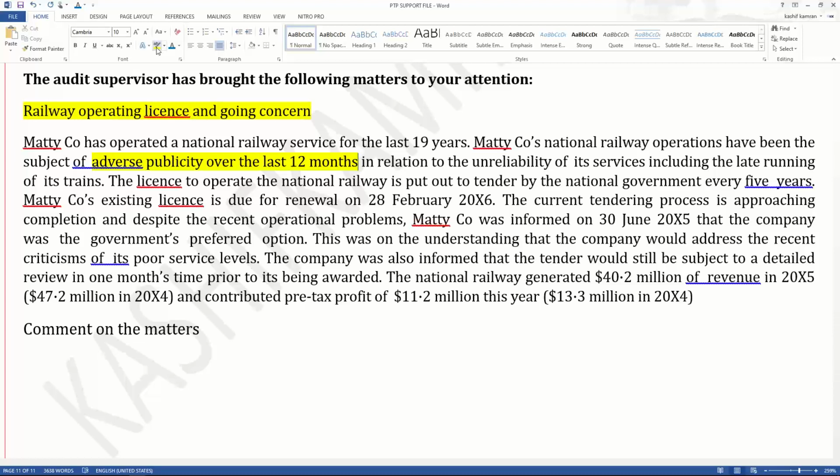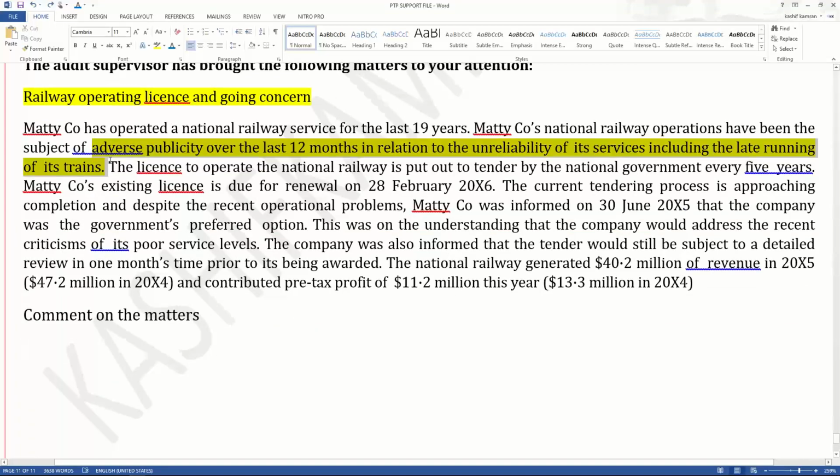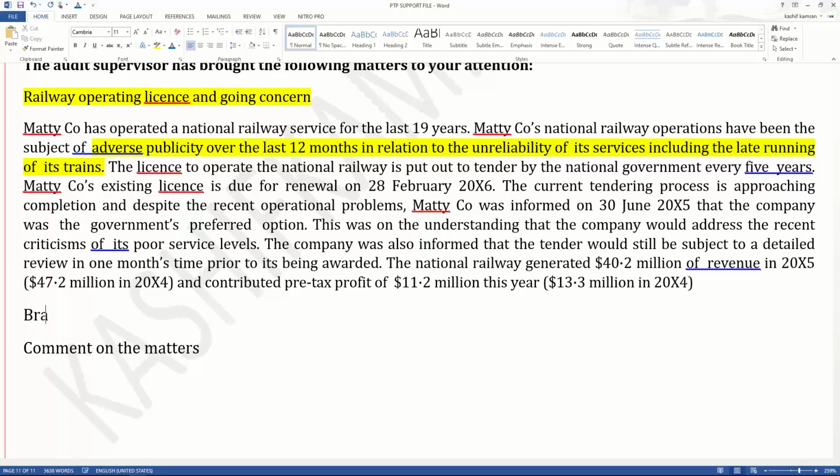Adverse publicity over the last 12 months in relation to unreliability of its services, including the late running of the train. So there has been some adverse publicity in the last 12 months in relation to some unreliability of the services, including the late running of the train. So that's becoming my first issue. Let me copy that first issue before I see how to comment on this. Let's write it here, brainstorming.